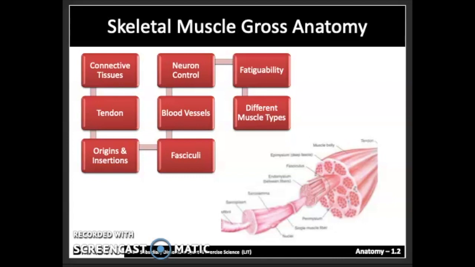In a sporting example, using the biceps brachii muscle in the arm, the origin of this muscle is the scapula, however the insertion is the radial tuberosity. Usually the origin is more proximal to the body and the insertion is distal to the body. The fasciculi is the plural term for fascicles, which are bundles of muscle fibers that are surrounded by the perimysium.